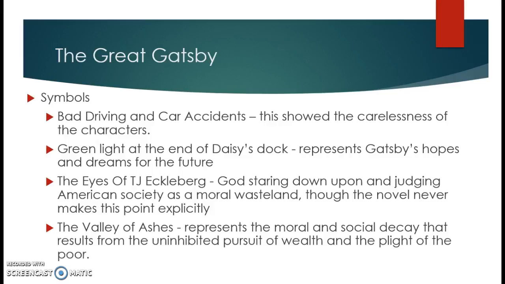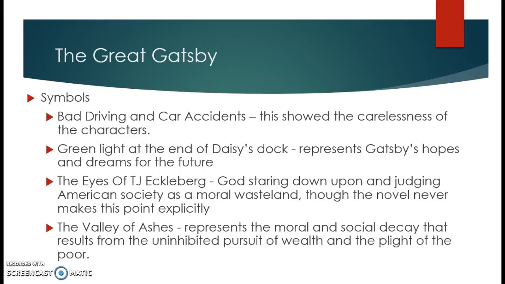So throughout The Great Gatsby, there are tons of symbols, but some of them that we talked about, bad driving and car accidents. Throughout the novel, they talk about the careless driving. There are car accidents. Obviously, Myrtle is killed by a car accident. So this showed the carelessness of the characters in the novel. They kind of just didn't take anything very seriously.